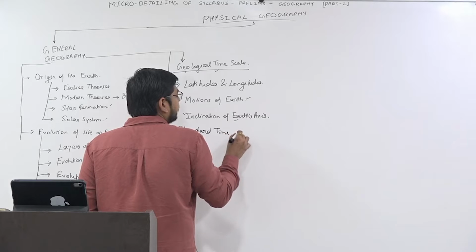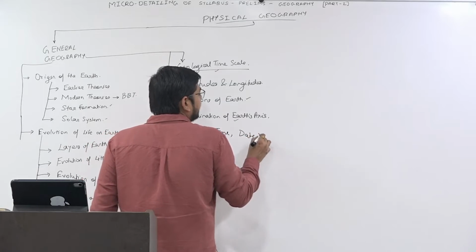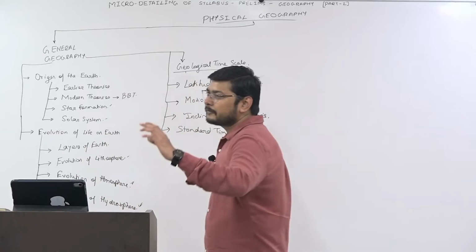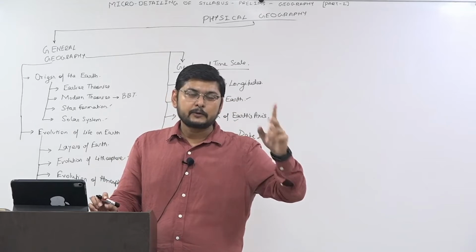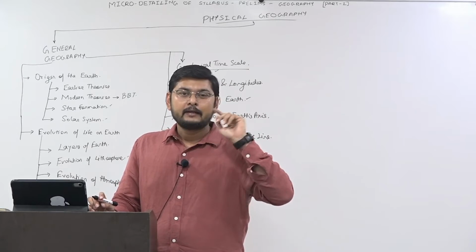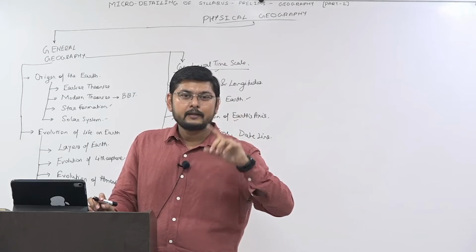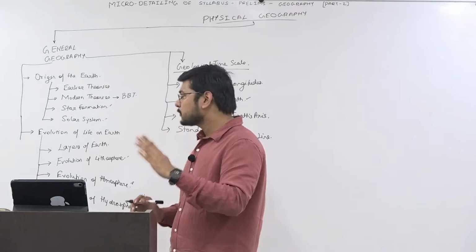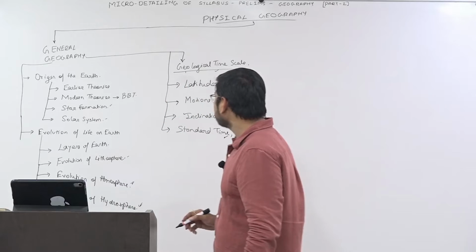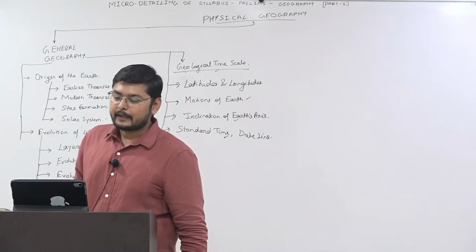Standard time and date line. We see that we have two important lines which are passing through 0 degree and 180 degree. The 0 degree is the prime meridian and 180 degree is the international date line. What is the significance of those two things? We'll be understanding in the standard time and date line.